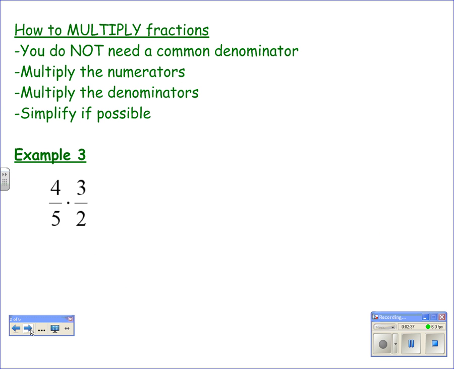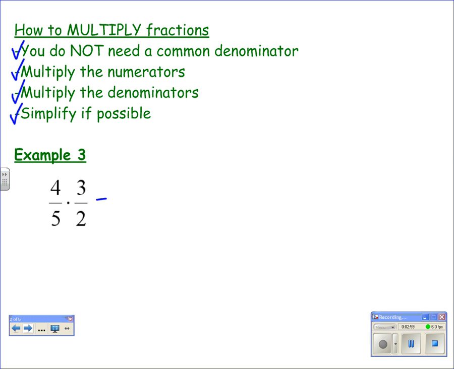Now let's talk about how to multiply fractions. To multiply fractions, you do not need a common denominator, so that's one less step for the problem. What you do is you first multiply the numerators, then multiply the denominators, and then simplify again if possible. In this example, we're going to take 4/5 times 3/2.